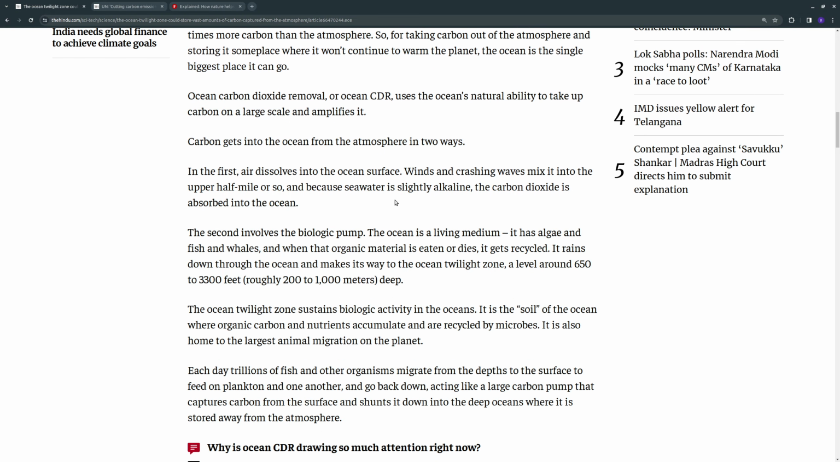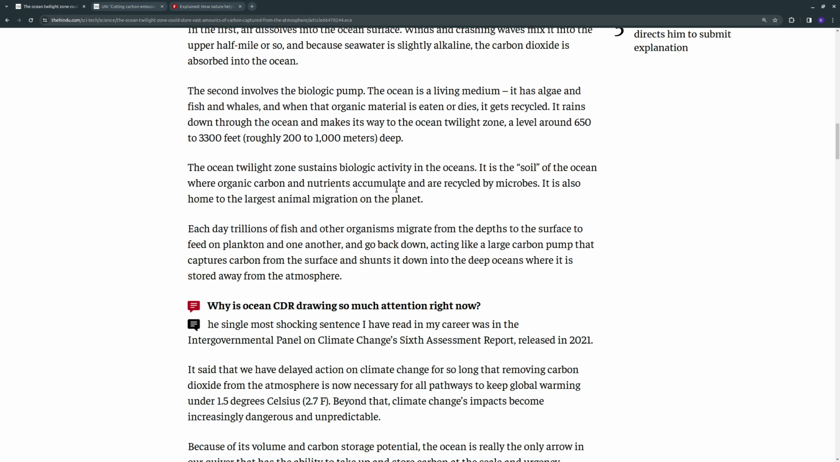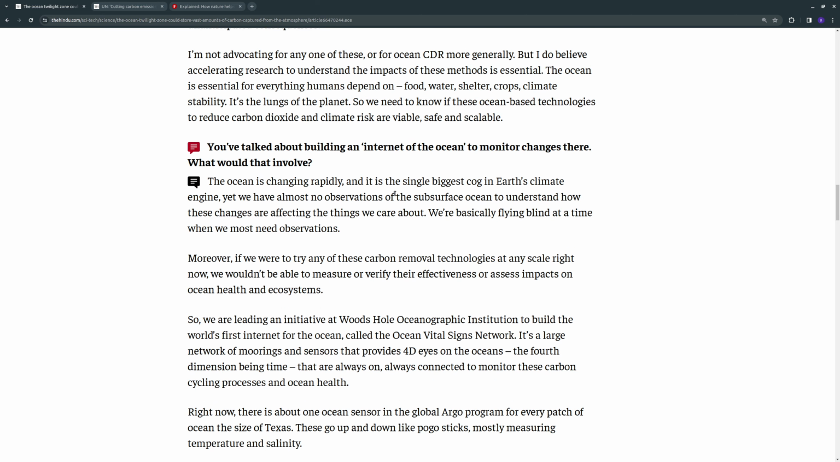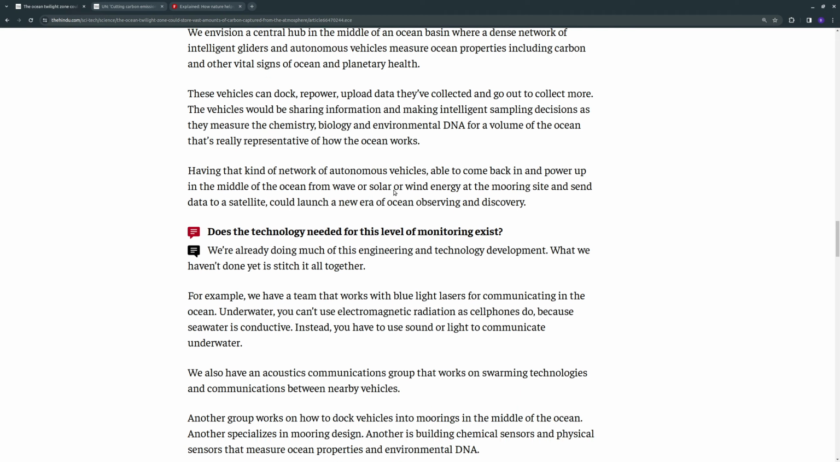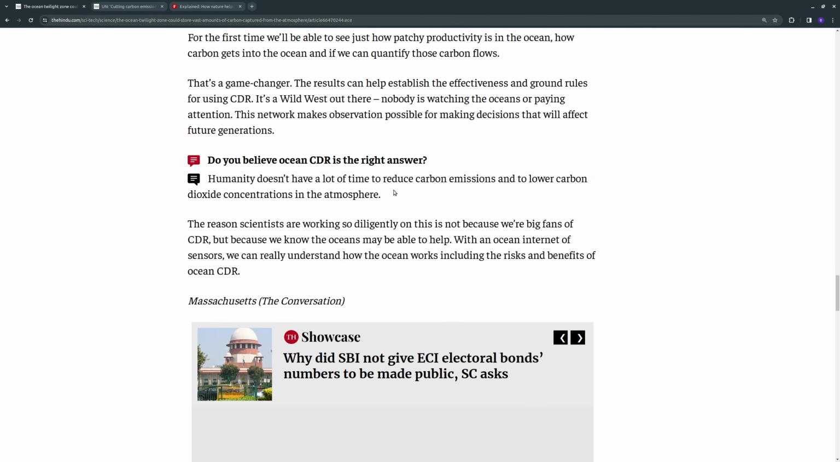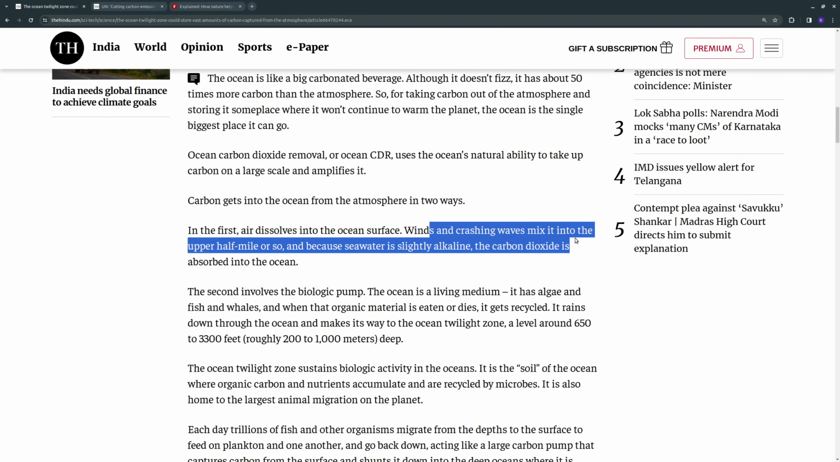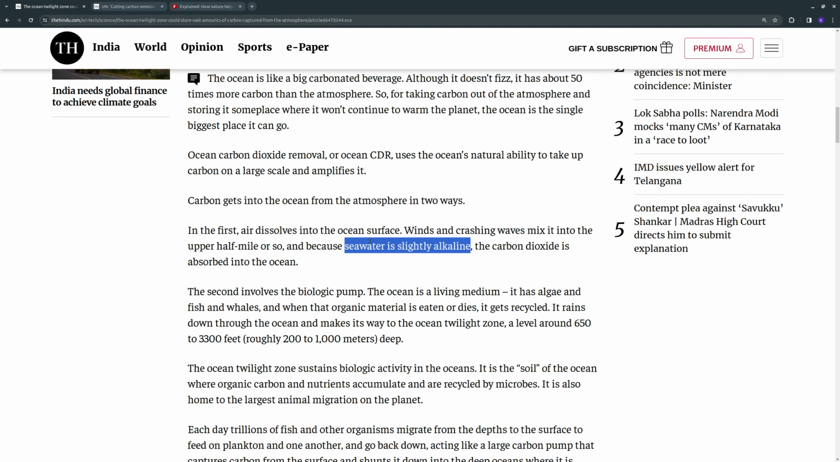There are a lot of points in this article. Let me just go to the relevant portion for our question. So if you see, carbon gets into the ocean from the atmosphere in two ways. In the first, air dissolves into the ocean surface. Wind and crashing waves mix it into the upper half mile or so, and because seawater is slightly alkaline, the carbon dioxide is absorbed into the ocean. So the alkalinity of seawater helps capture carbon dioxide. The point is very clearly mentioned.